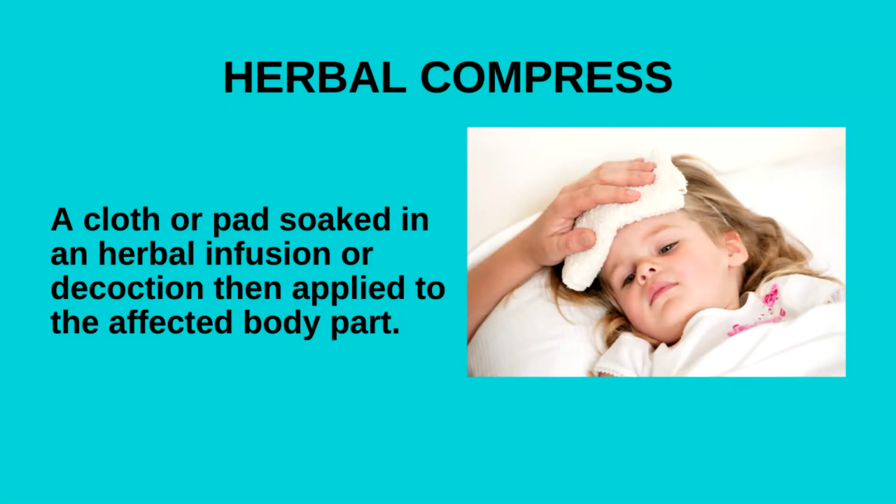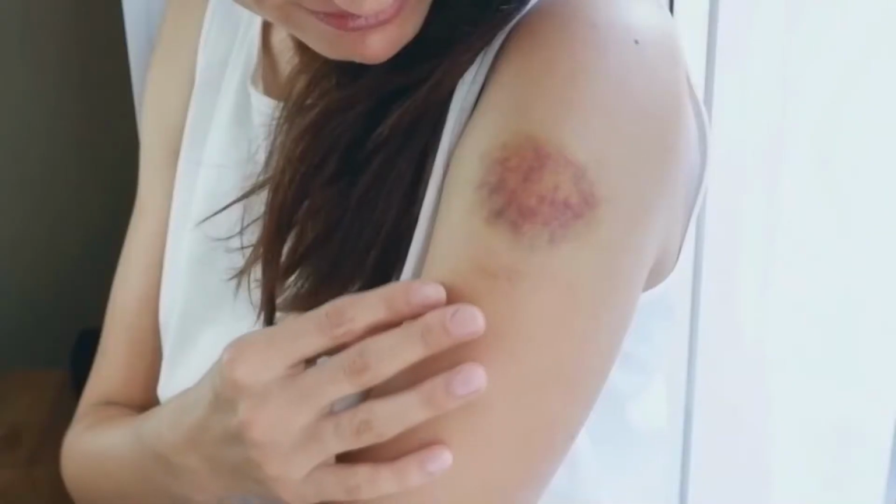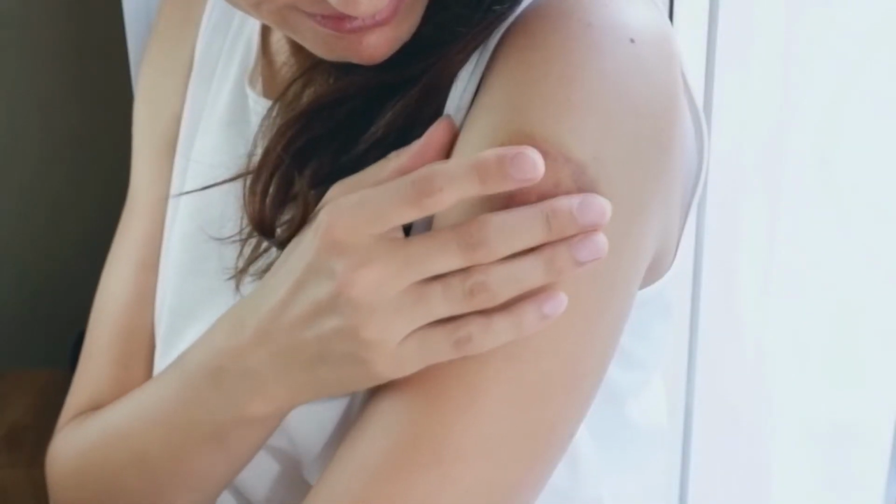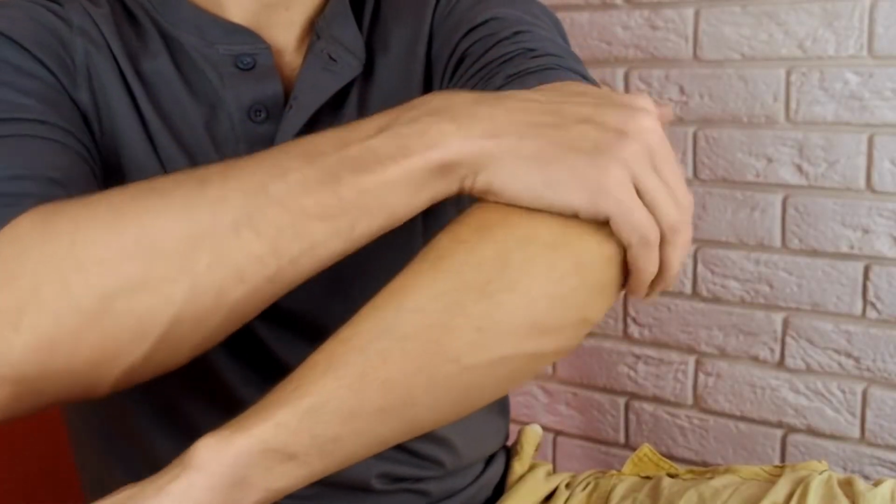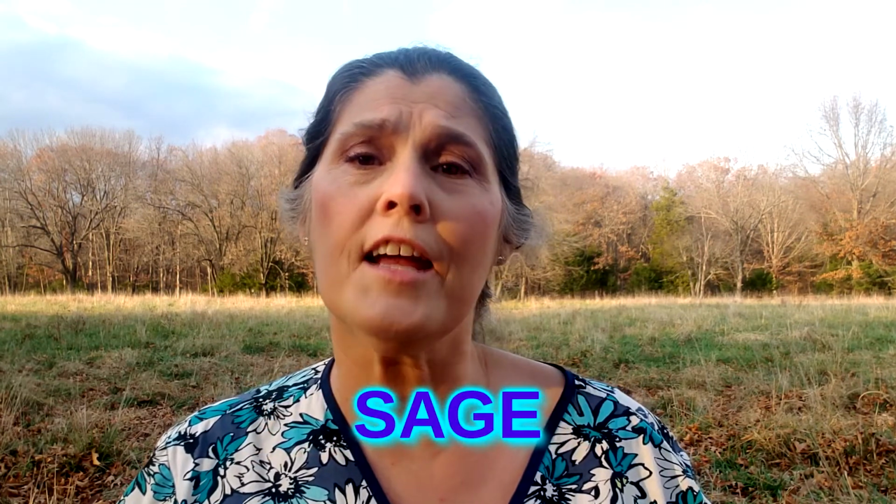A compress is a piece of cloth that is soaked in an herbal infusion or even plain water and applied to the affected area of the body. Compresses can be warm or cool depending on the effect needed. Cool compresses can be applied to your forehead, back of your neck, or your wrist to cool you when you are hot due to a fever or outside temperatures. They can be applied to skin issues such as bruises, scrapes, rashes, painful hemorrhoids, and sore muscles. Examples of herbs that are useful in herbal compresses include calendula, comfrey, sage, and self-heal.